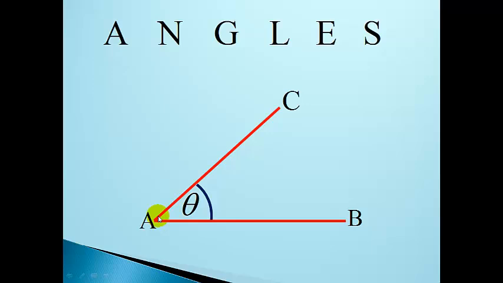Now where the two lines, that is line AC and line AB, intersect, an angle is formed. And so the angle formed at the point A, that is the point of intersection of the lines AC and AB, is theta.